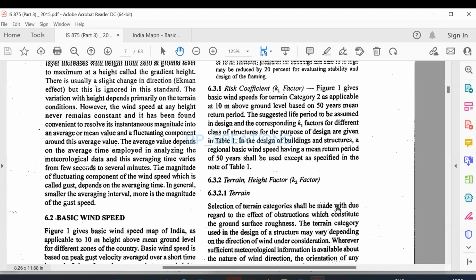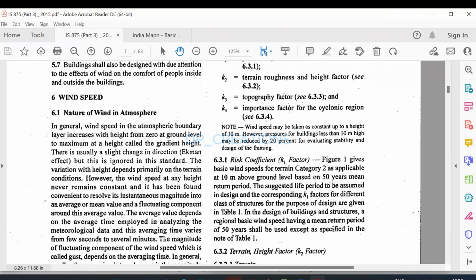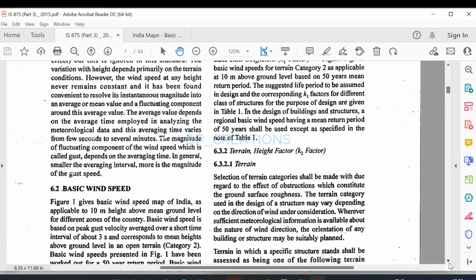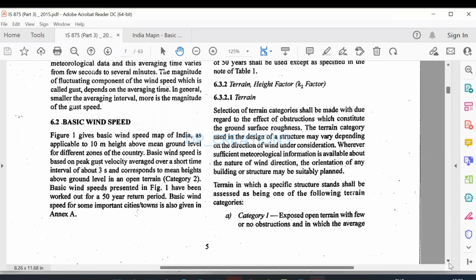So K1, any doubt about K1? See, if you are going for any building, definitely you have to take number 1. But for a shed, either number 1 or number 3, depending upon your basic wind speed, Vb. Okay, now the most important part is your terrain factor. This is required for everything. Terrain and height factor, both are there for K2. First is the terrain.